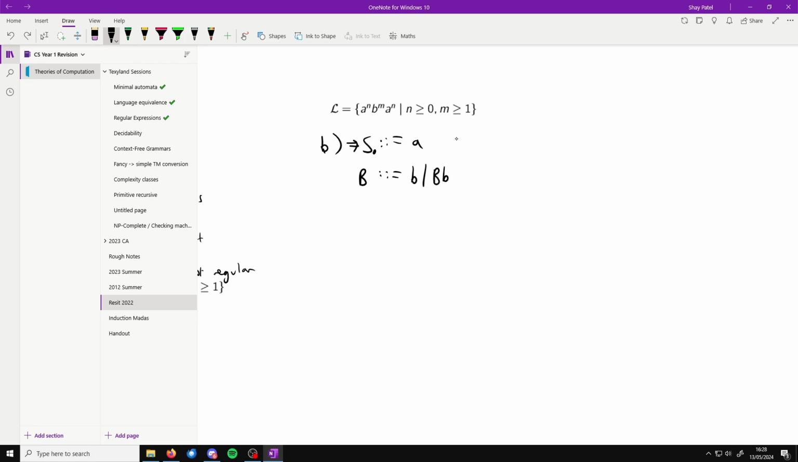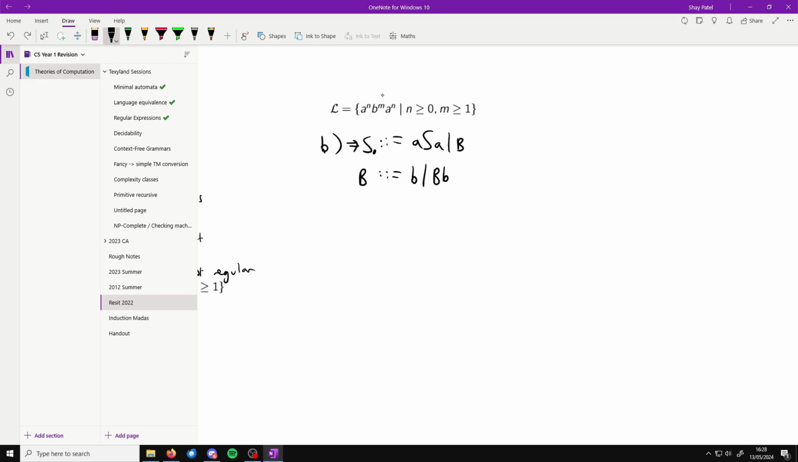Wait. ASA or B. ASA or B. Would that work? So we can have as many B's here, and then surround it with A's, and then surround that with A's. Yeah, okay, cool. Yeah, that makes sense. What's the thought process behind this?